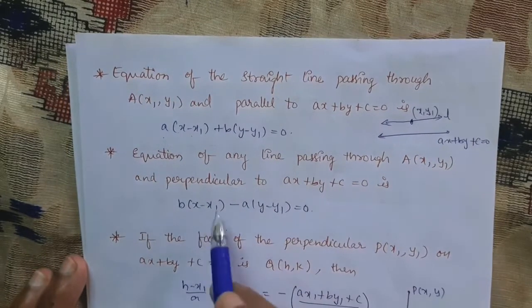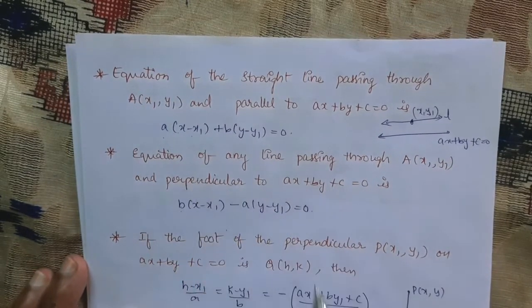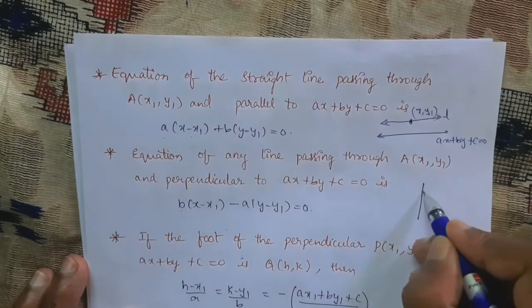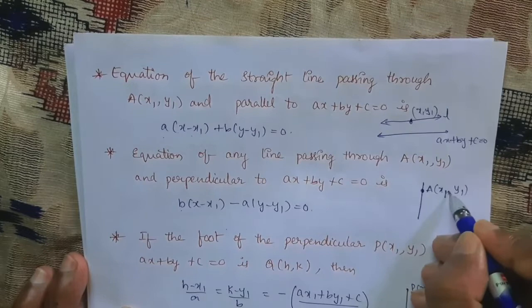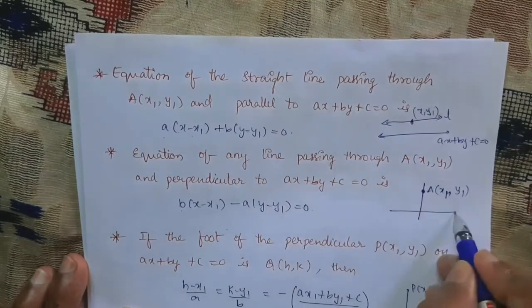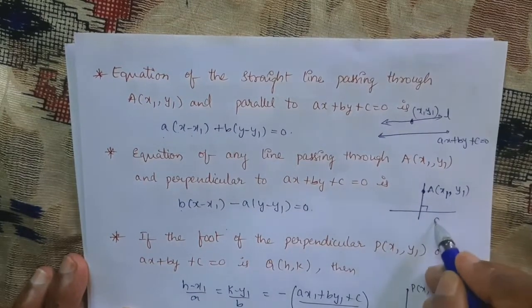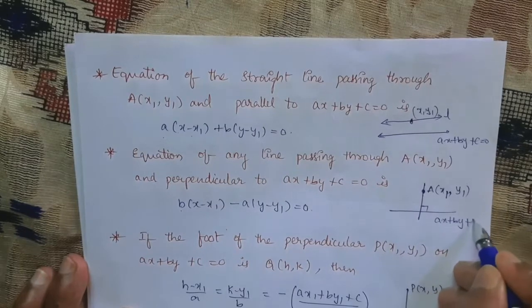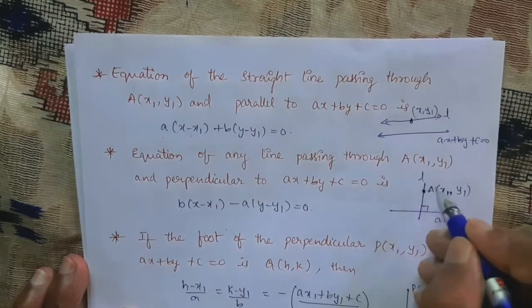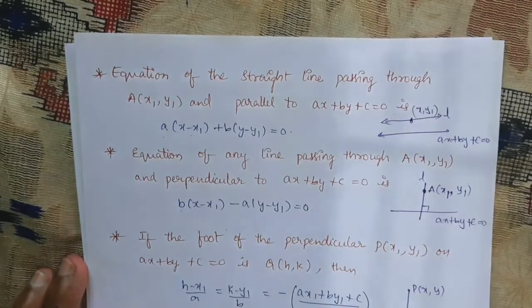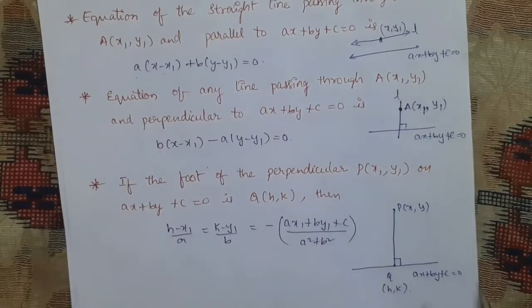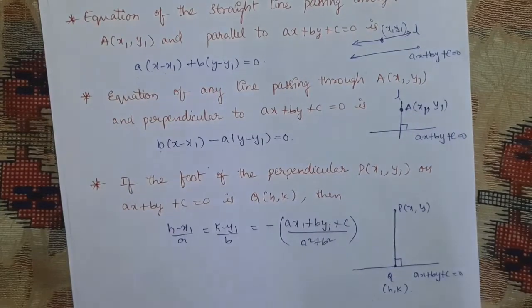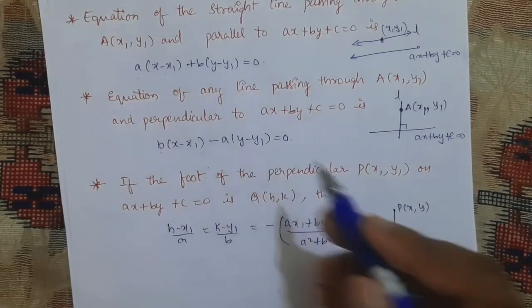Now another shortcut formula to find the equation of a line which is passing through A (x1, y1) and perpendicular to this line, ax plus by plus c equal to 0. To find this line equation, the shortcut formula is b into (x minus x1) minus a into (y minus y1) equal to 0.